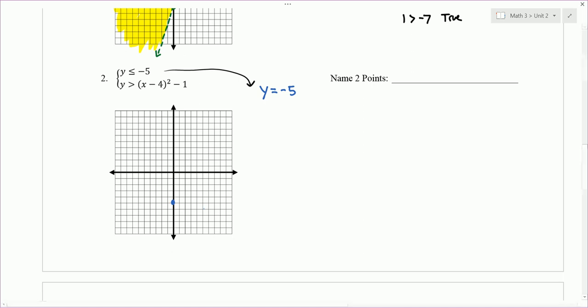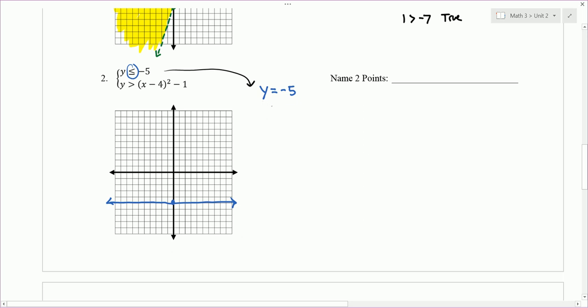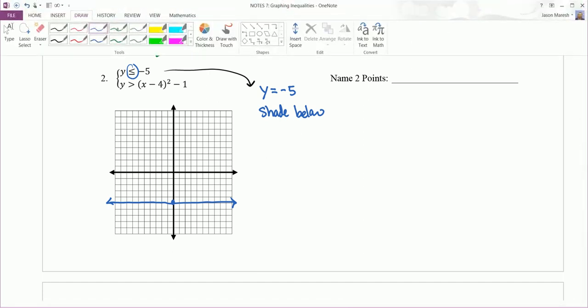First question, should it be a solid line or a dashed line? And you say it should be solid because this symbol has an equal sign. Okay, and then second question, shade above or below. And what I'm going to do here is I'm just going to write it and we'll shade later. And I'm going to say shade below. Okay, so we're going to hold off on the shading, but I'm just going to reference this when I'm ready to shade. Okay, so now our next graph.